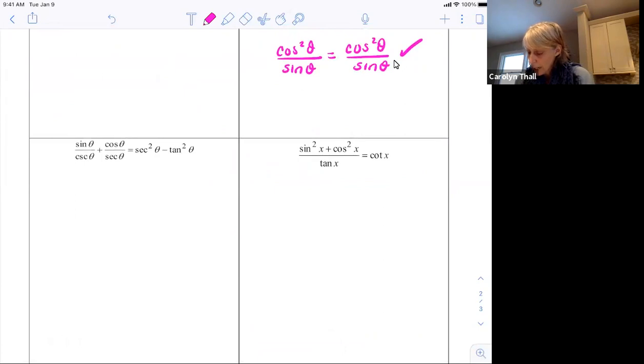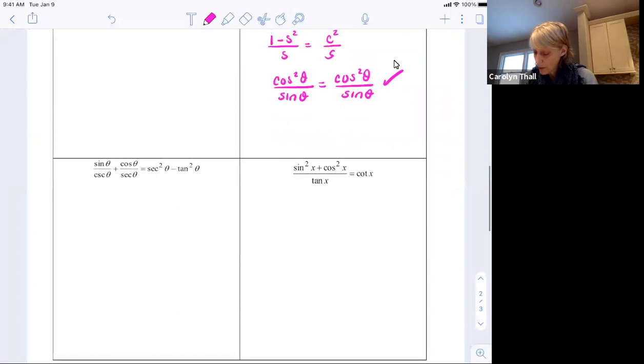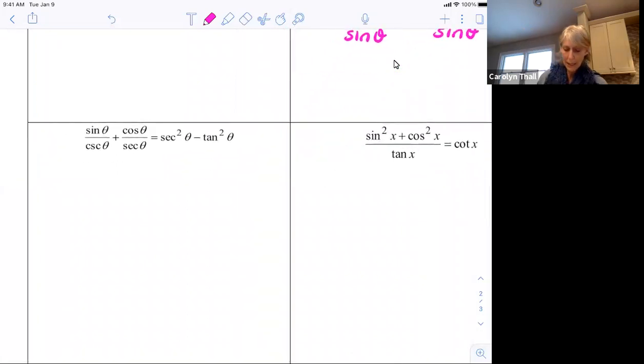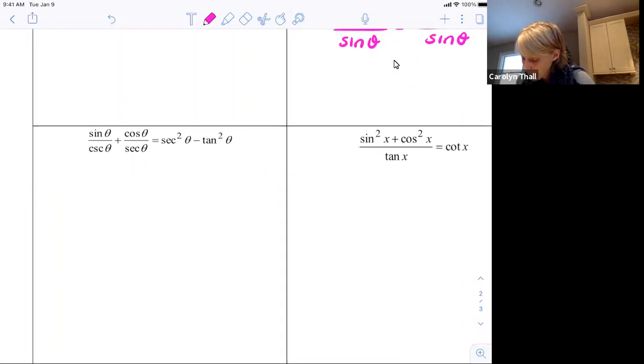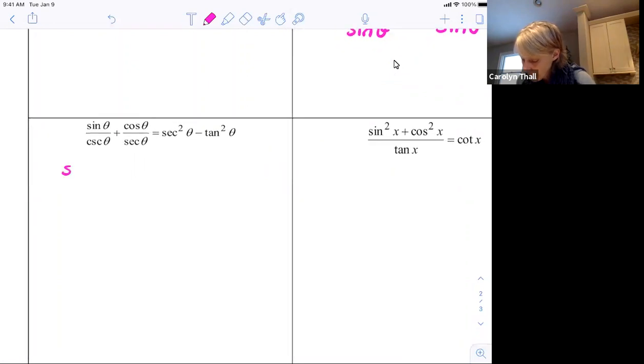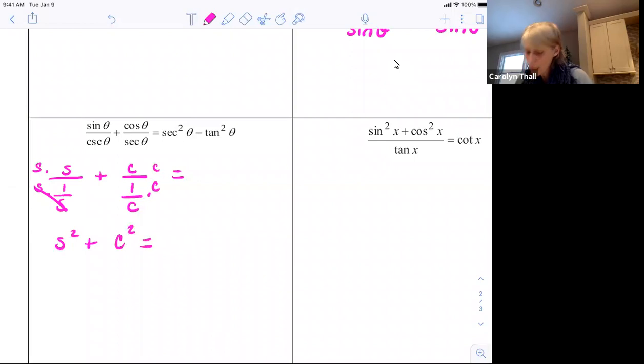Sine theta over cosecant. All right, so I'm going to start by rewriting in terms of sines and cosines. This one looks a little bit complicated. So sine times 1 over sine plus cosine times 1 over cosine. I'm going to leave the other side alone for right now and just work on cleaning up the left. Common denominator, I want to simplify this complex fraction. So I have sine squared plus cosine squared equals.